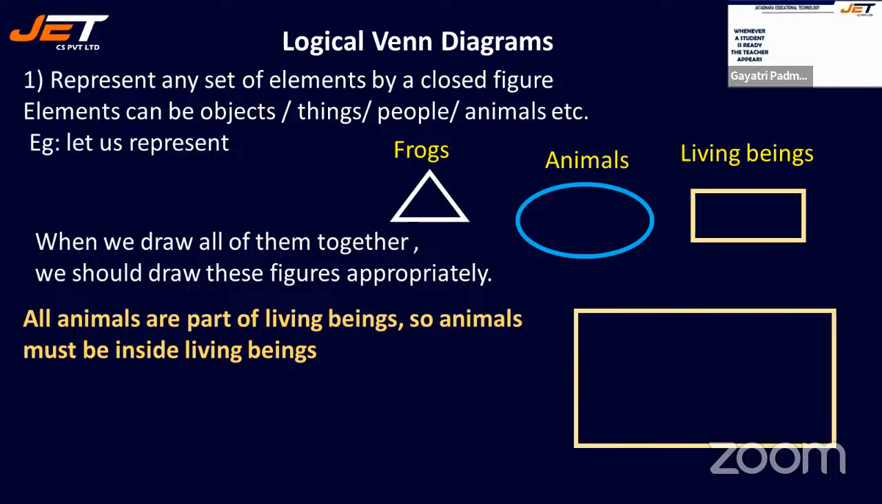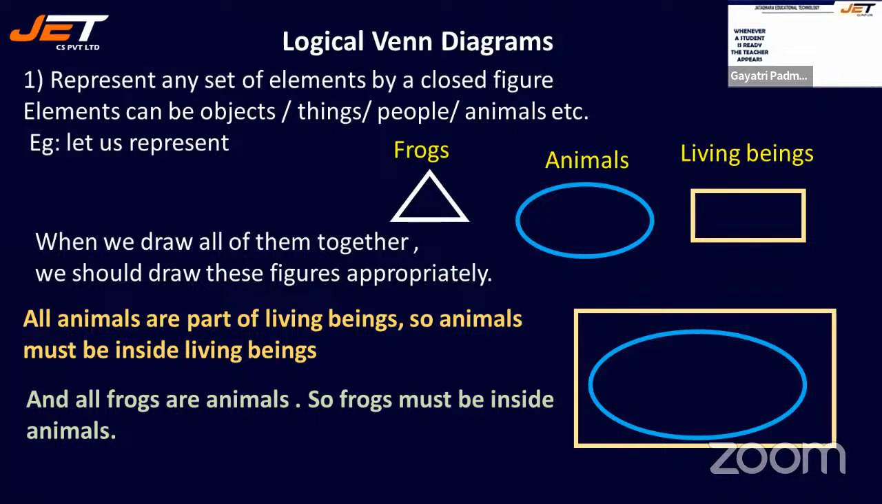All right. Fine. Right. So here you can see, and all frogs are animals. So frogs must be inside animals. Right. So you can see that the living beings is being drawn, that is the rectangle. And inside the rectangle, the animals are drawn, that is the oval. Right? And where do you find the frogs? The frogs come under the animals. So the triangle, which is being represented as frogs, must be drawn inside the oval, that is the animals. All right?